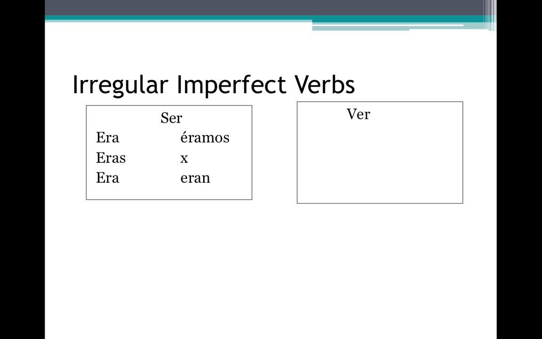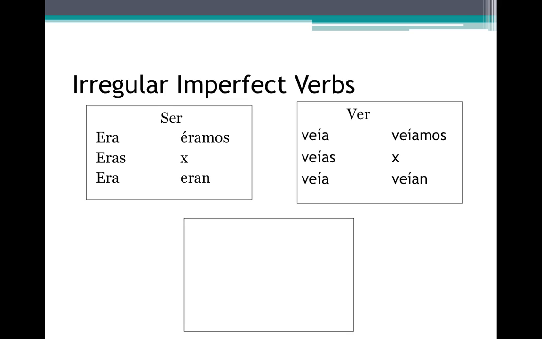Okay. Ver's conjugation: veía, veías, veía, veíamos, and veían. Notice the accents in all its forms because it does have those -ir verb endings, so they have to be accented to keep that I strong next to the two vowels.